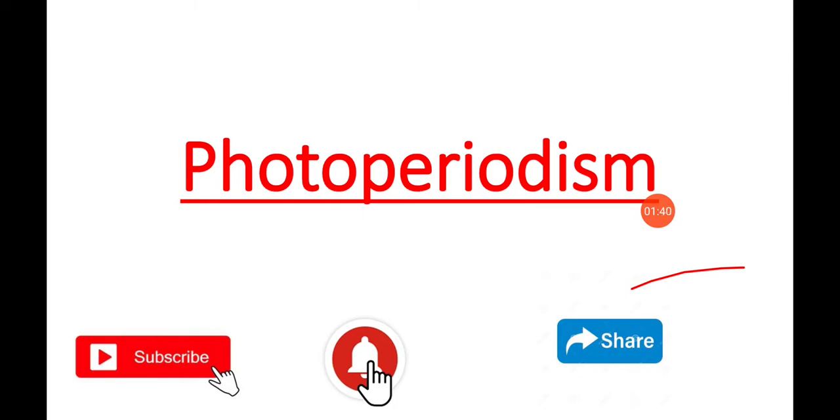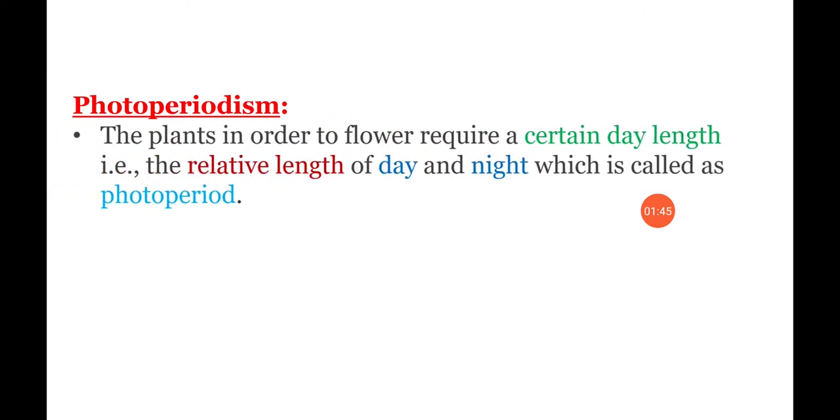Next, coming to the topic, that is photoperiodism. First we need to know what the photoperiod is. In order to flower, plants require a certain day length, that is the relative day and night, which is called the photoperiod. Photoperiod means duration of light.